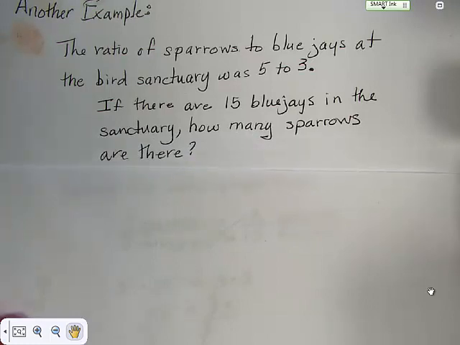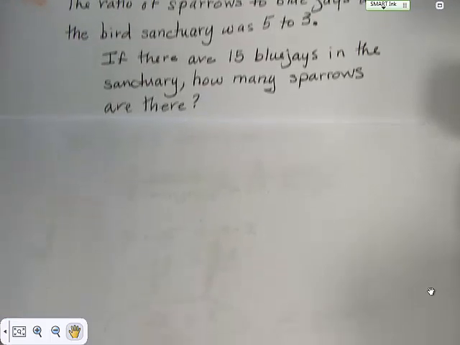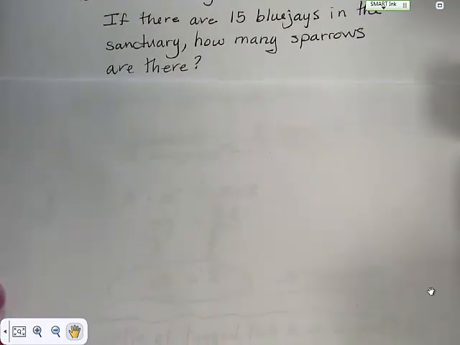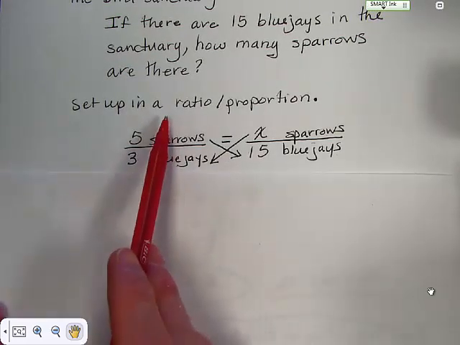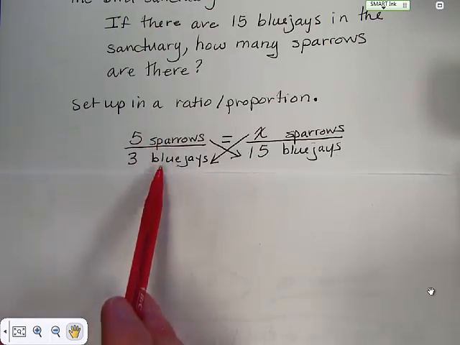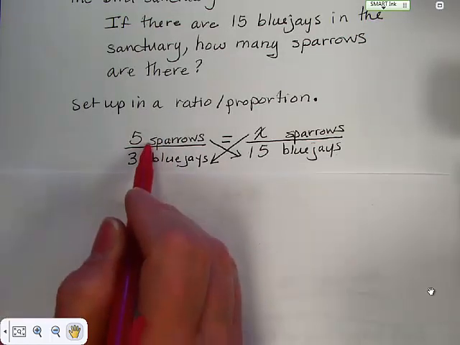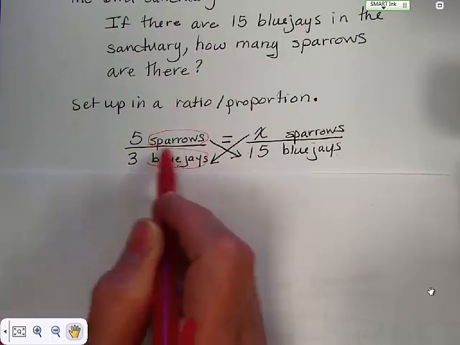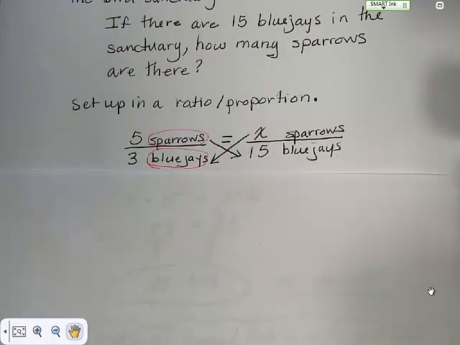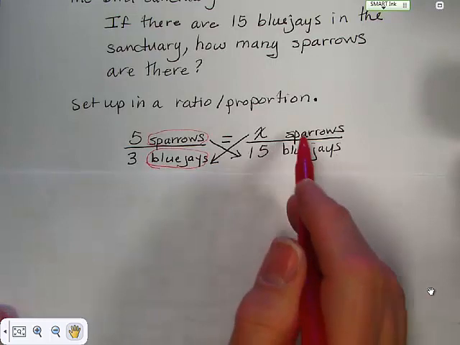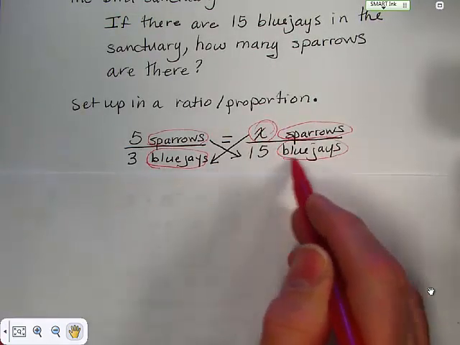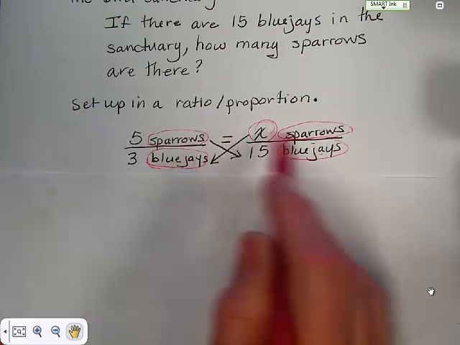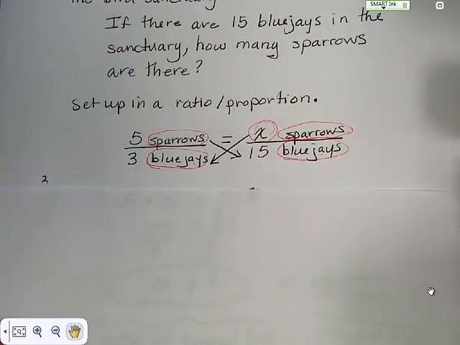This is another example of a problem that can be easily solved by setting up a proportion ratio. So that's what we'll do. 5:3 is the ratio of sparrows to blue jays. Good idea probably to write the word sparrows, write the word blue jays, even though it's not a part of the numbers. It just helps you to make sure that you put sparrows on the top over here, because that's the missing amount, and blue jays on the bottom over here. Blue jays, sparrows, sparrows. Then you're going to cross multiply to solve.